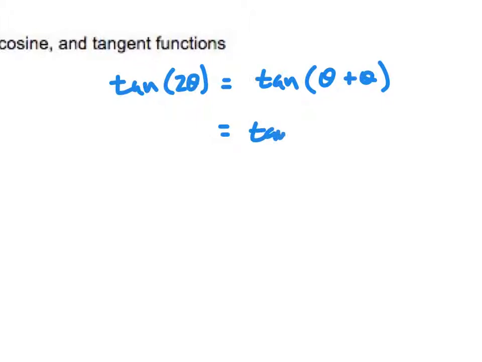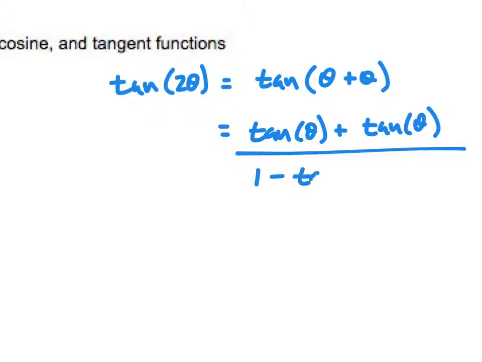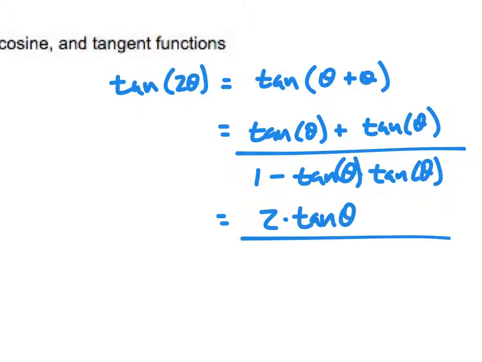So tangent theta plus tangent of theta over 1 minus tangent of theta times tangent of theta. Okay, put parentheses around that. Don't have to, but I usually do. All right, tan theta plus tan theta is 2 times tangent of theta over 1 minus tangent squared theta. All right, and so that is my formula for tangent of 2 theta.